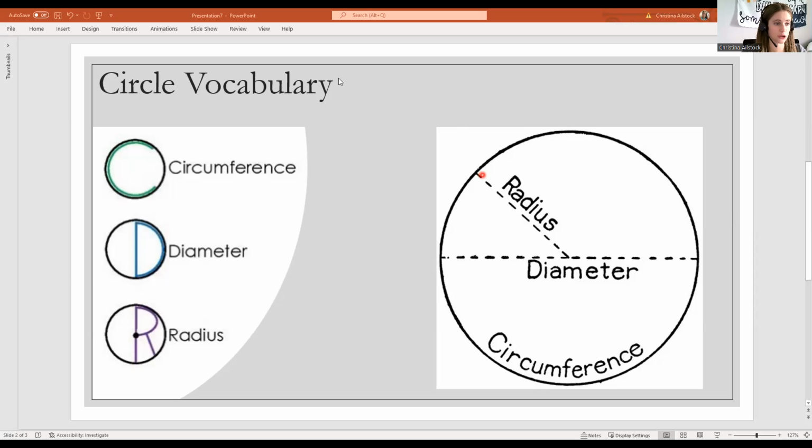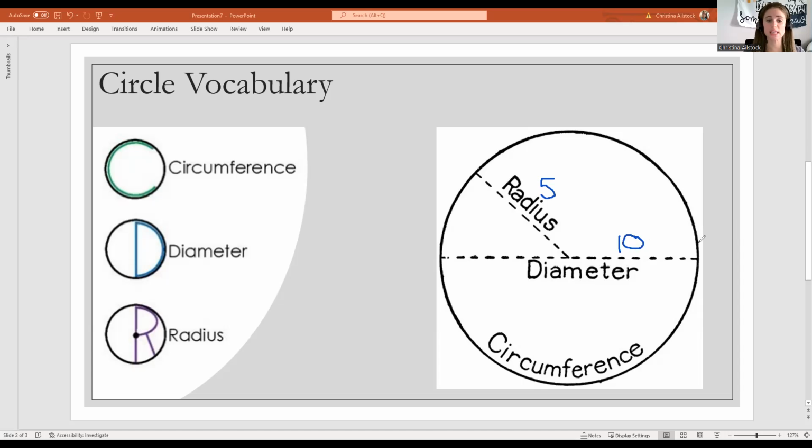So let's say, for example, you had a diameter of 6. Then your radius would be half of that. Your radius would be 3. Or if we wanted to go the other way, let's say you had a radius of 5. If that's half the diameter, that means your diameter is twice or double the radius. So the diameter in this case would be 10.